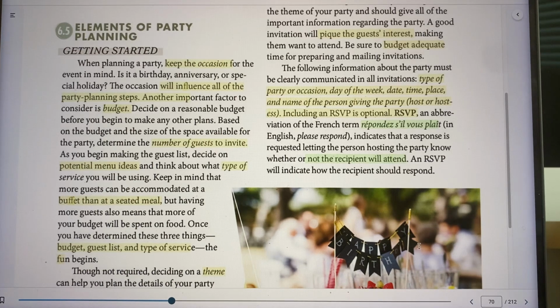And you've got to keep in mind that the more guests that you'll have, you'll probably want to have more of a buffet type meal. So if you have a large group, then it's going to be hard to serve each one of them individually. So a buffet would be pretty good for that. Buffets are good because they'll be serving their own food and they'll pick up exactly what they like too. So, once you have just determined these three things, your budget, your guest list, and the type of service, then it says the fun begins.